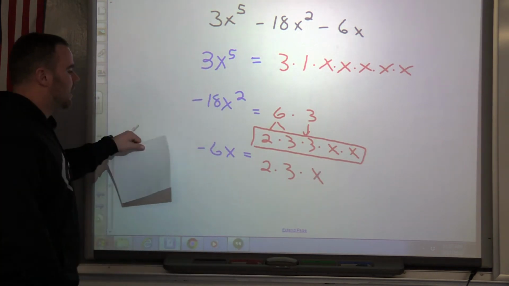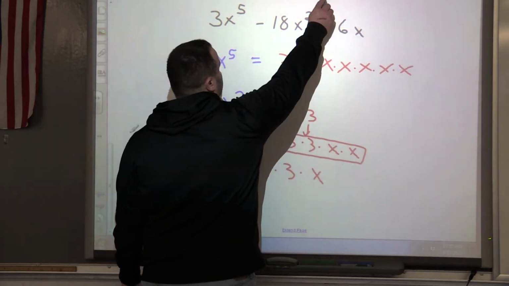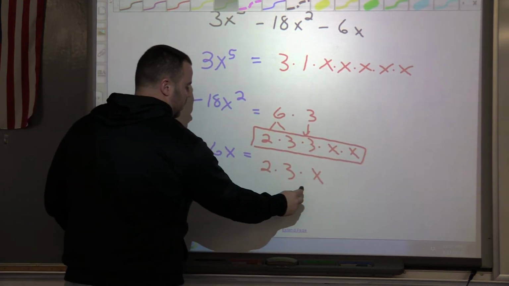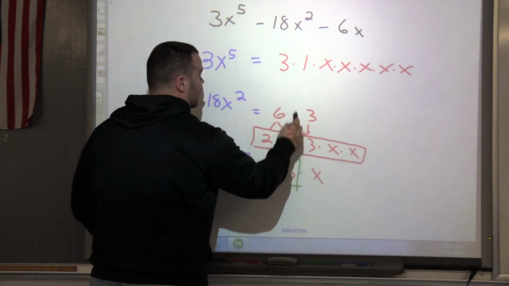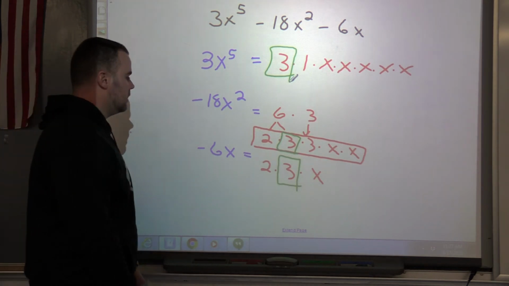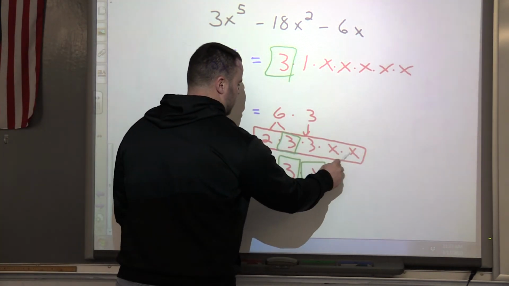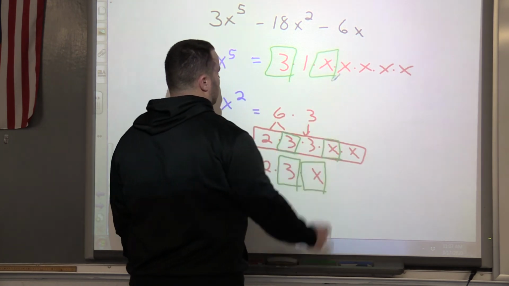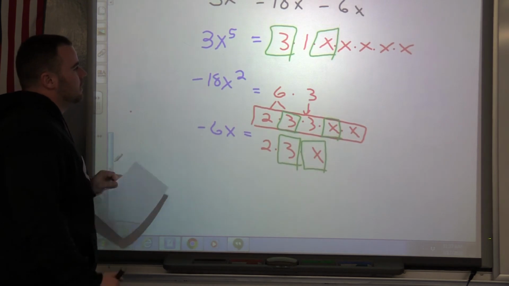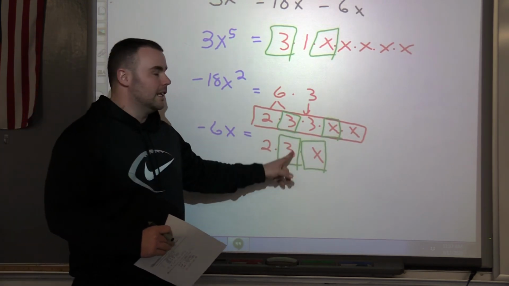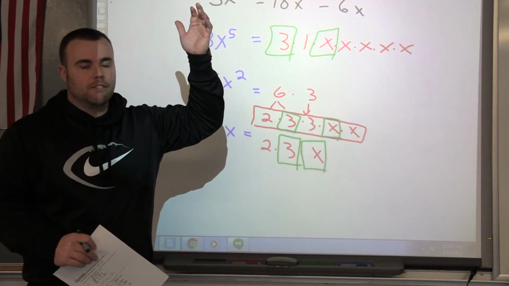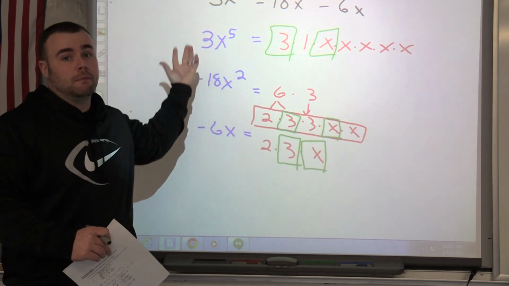All right, so now I've got to look back and see what they all have in common. It looks to me like they all have at least one 3. And it looks like they all have at least one x. Okay, so I'm going to pull those numbers to the outside. I'm going to pull a 3x to the outside. If, for some reason, I did get 2 whole numbers on the inside that they all had in common, I would multiply them together on the outside. So if I got a 2 and a 5 on the inside, then my greatest common factor would be 10.